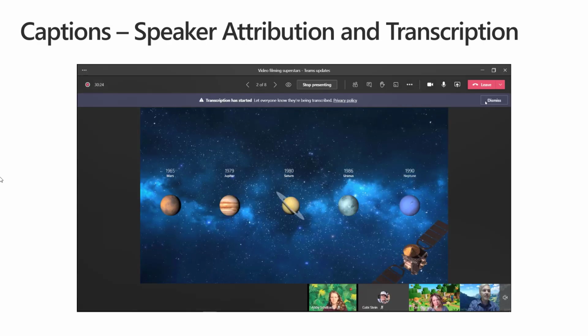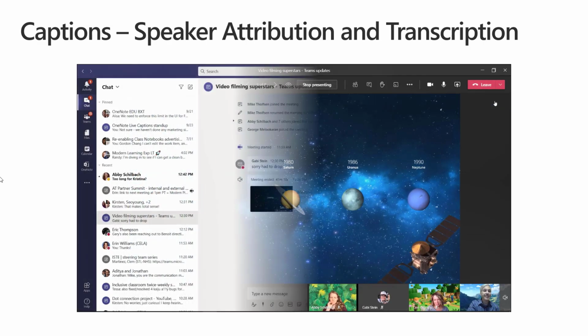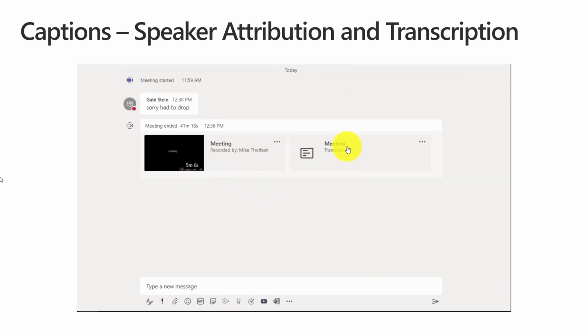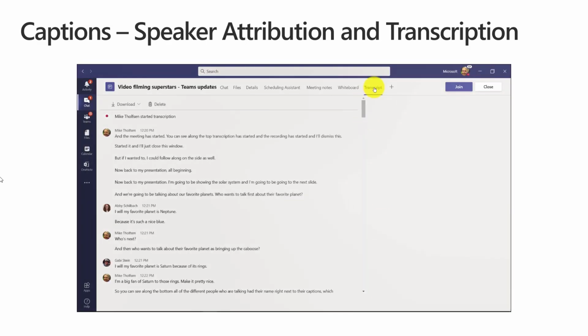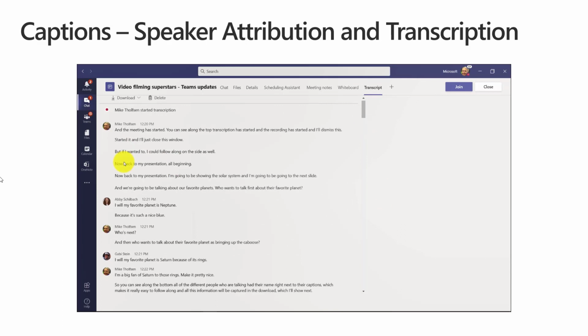Now, at the end, when I'm fully done, I stop the meeting, and you're going to see the transcript automatically comes with the video, and I can download that as a Word document or VTT. I can open that transcript, so you can see here the transcript for the meeting is open afterwards, and you can see exactly who was talking and what was being said. So this is a great inclusive feature that is available.